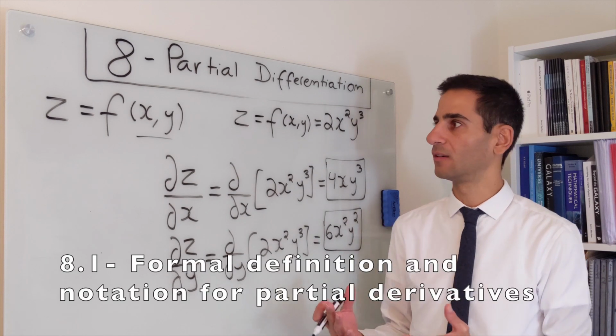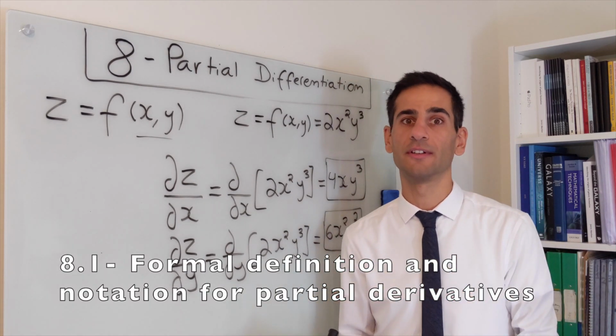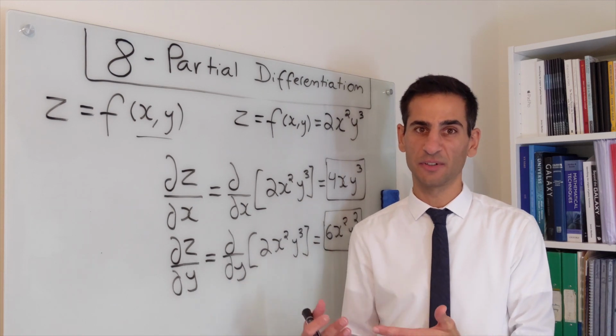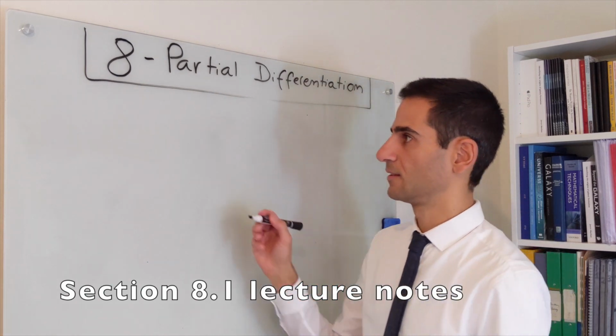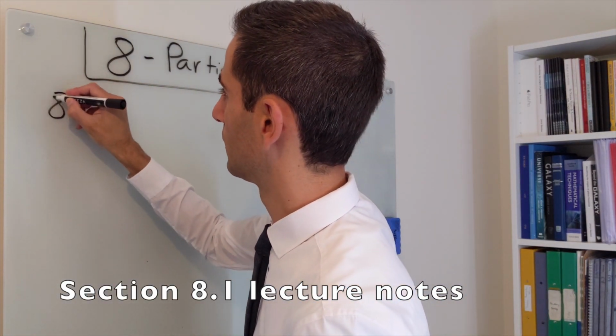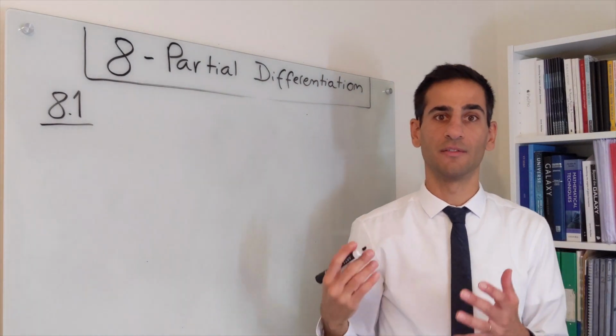What we need to do now is get a formal definition of what a partial derivative is, which will also rely on differentiating from first principles. You can find this in section 8.1. That is the formal definition of a partial derivative.